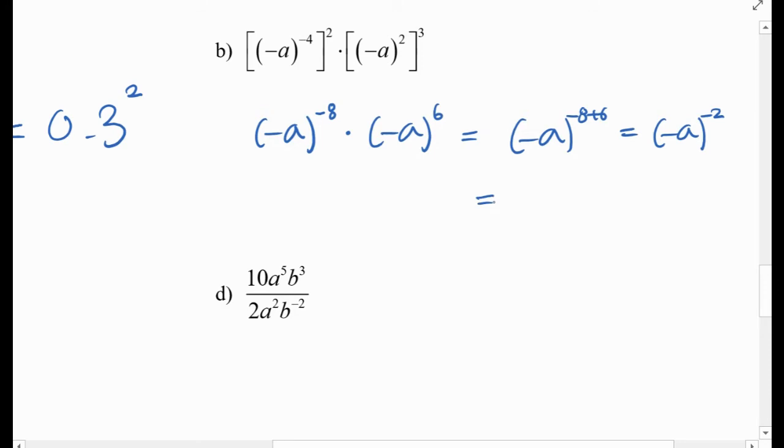Alright, and we're going to flip the base and make the exponent positive. And negative sign will be repeated twice. So repeated twice, it becomes positive. 1 over a squared. So the answer is 1 over a squared.